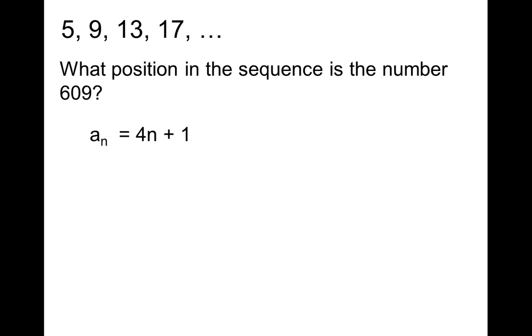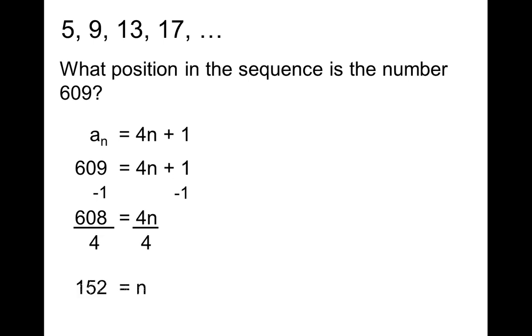So if I want to find a number in this sequence, I need to take 4 times n, which is the position, plus 1. So a number in the sequence is actually something I know. I know the number 609. What I don't know is the position. That's the n. So 609, a number in the sequence, is 4 times n, its position, plus 1. Now if we solve this equation, subtract 1 from both sides, and then divide both sides by 4, we have n equals 152. So the number 609 is the 152nd number in this sequence of numbers.